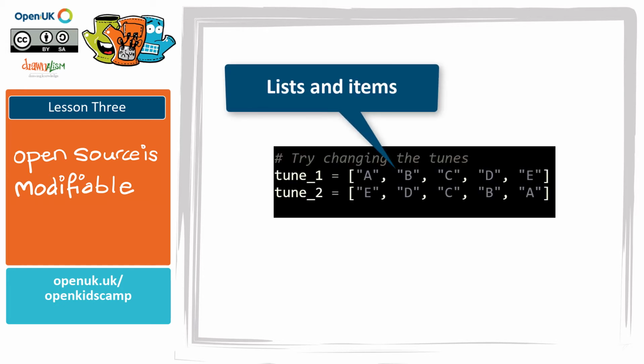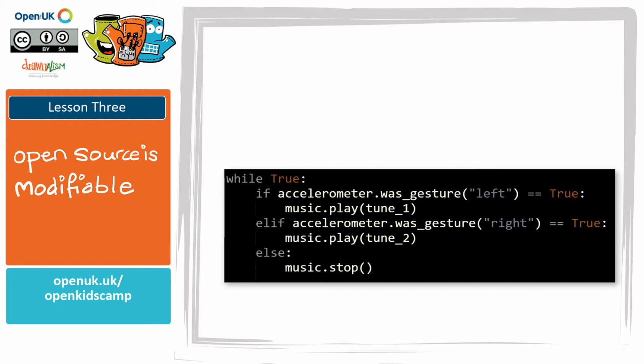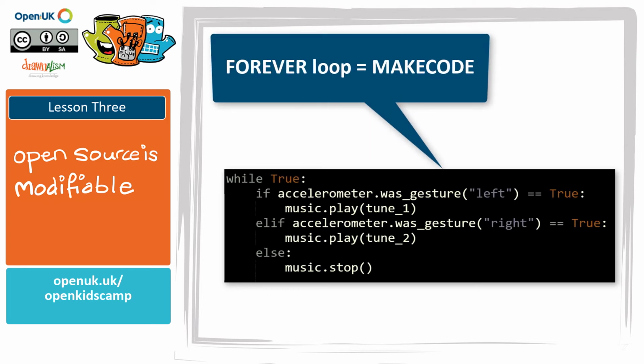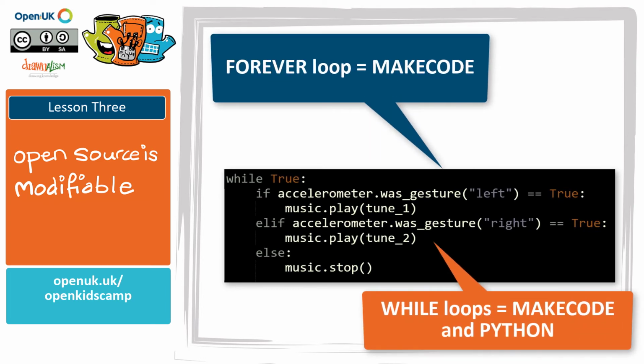What you're seeing there, the square brackets, indicates a list. Everything inside the lists are items. Finally, we've got a while loop. This loop looks a bit odd, doesn't it? While True. What does that mean? Well, it's how we create forever loops in Python. We can imagine this block of code just like our forever block in the MakeCode editor.